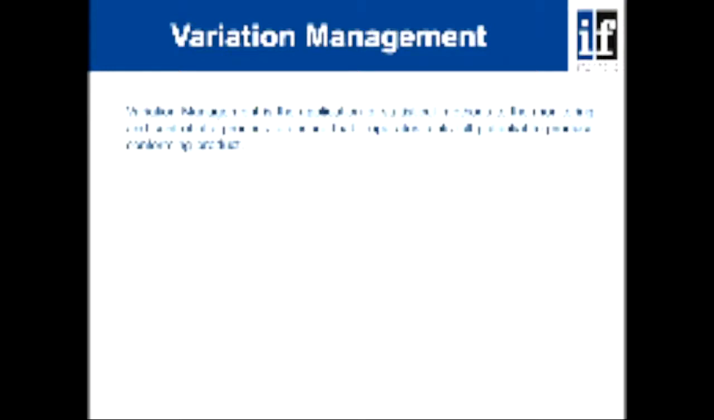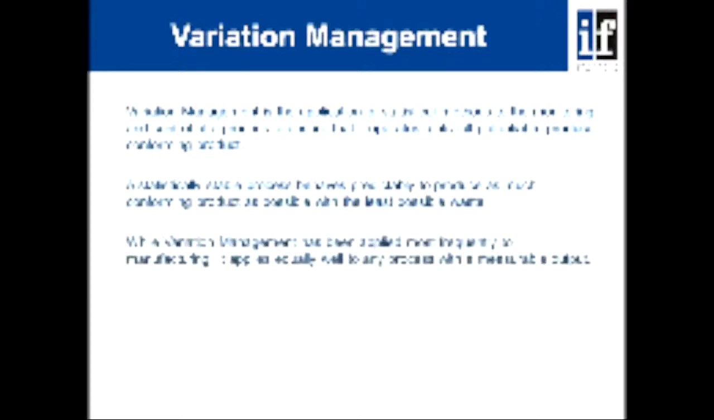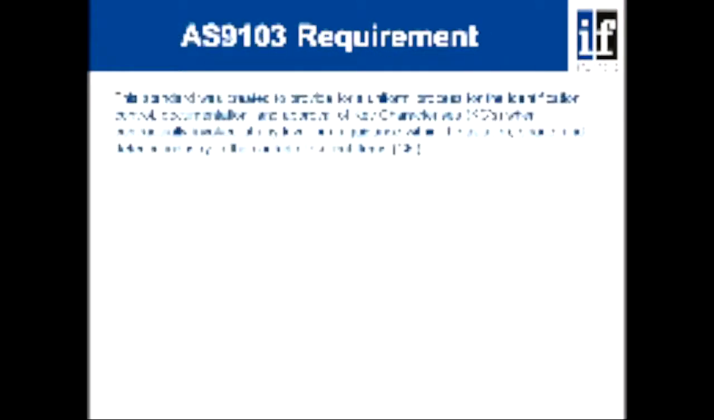A statistically stable process behaves predictably to produce as much conforming product as possible with the least possible waste. While variation management has been applied most frequently to manufacturing, it applies equally well to any process with a measurable output. Key tools are control charts and a focus on continuous improvement.